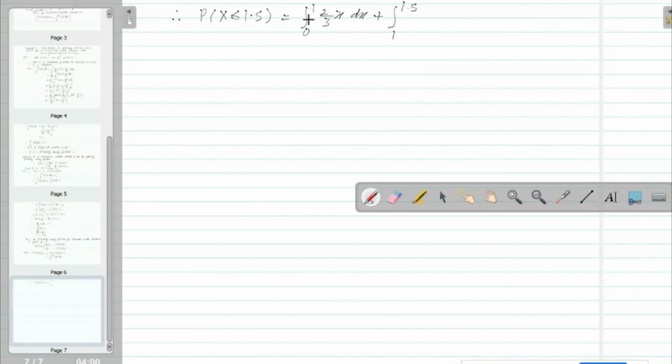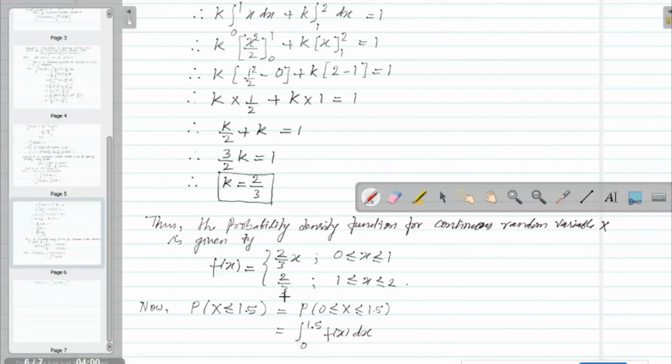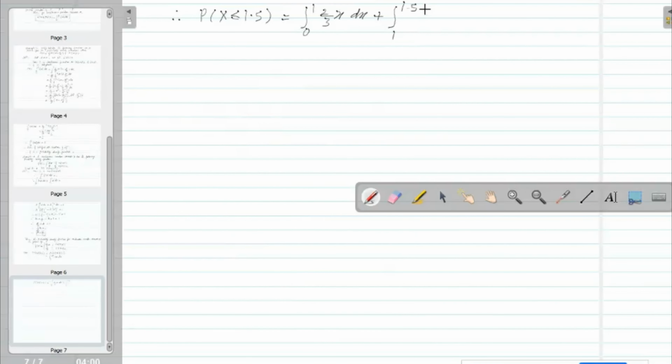What is the highest limit? Highest limit is 1.5, and the corresponding function is what? 2 by 3. 2 by 3 dx. Okay, just integrate this. So you will get 2 by 3 is constant, taking outside, integration of limit 0 to 1 x dx, plus 2 by 3 is again constant, taking outside, integration of limit 1 to 1.5 dx.